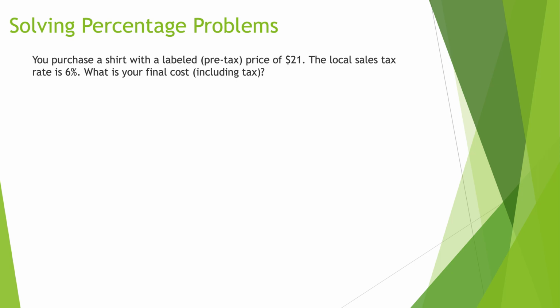Next, solving percentage problems. You purchase a shirt with a labeled or pre-tax price of $21. The local sales tax rate is 6%. What is your final cost, including tax? Go ahead, stop and start.